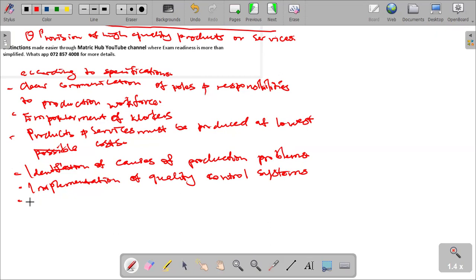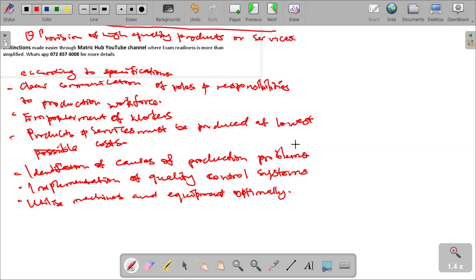And then we can also talk about utilizing machines and equipment optimally. There are also other points that we can add in that regard.